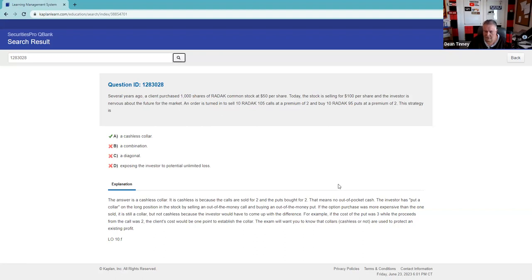And, you know, there's a collar now. What collar is it? 105-95, right? We don't participate above 105. Let me get out my annotation tool. And we don't participate past 95. There's our collar. The collar is 95-105. And we didn't have to pay any money to establish that. So that is called a cashless collar.